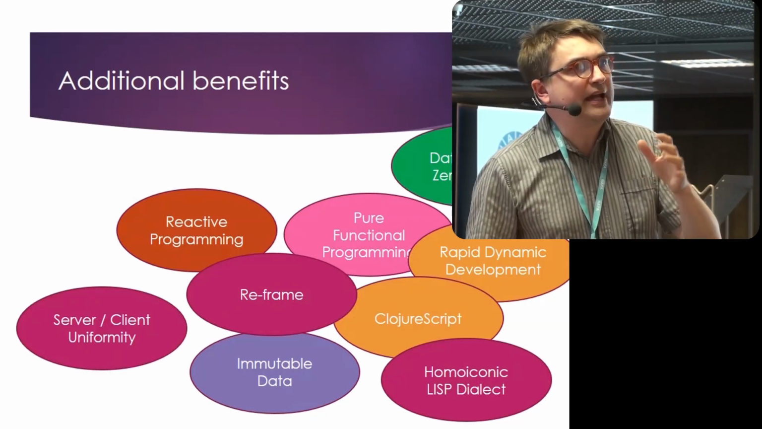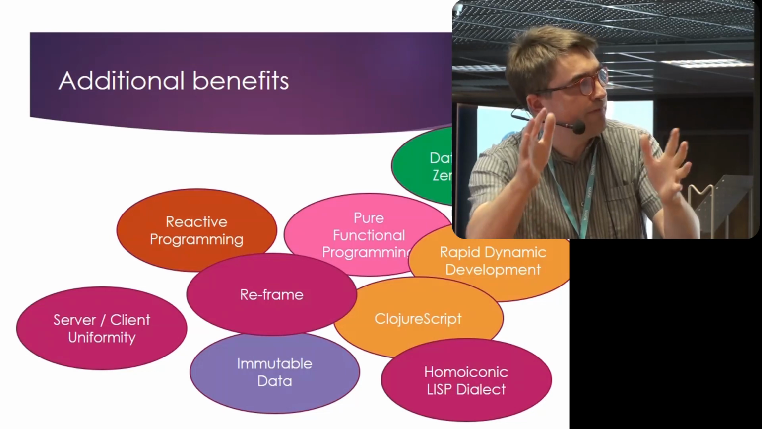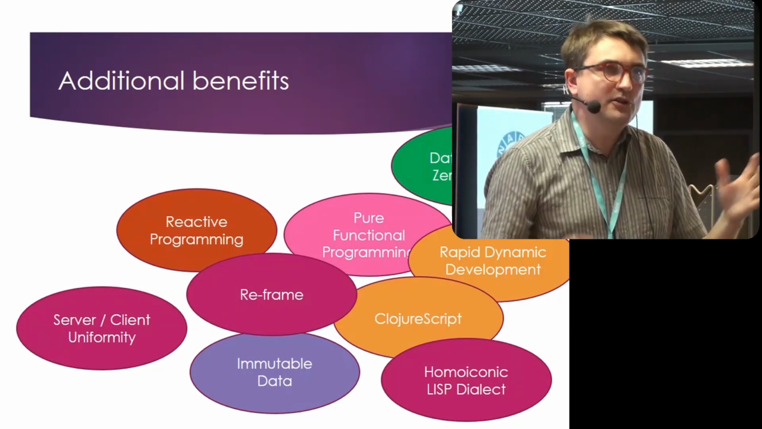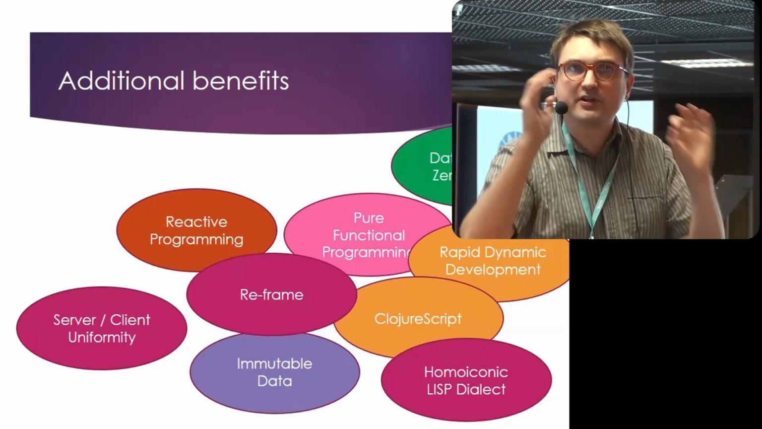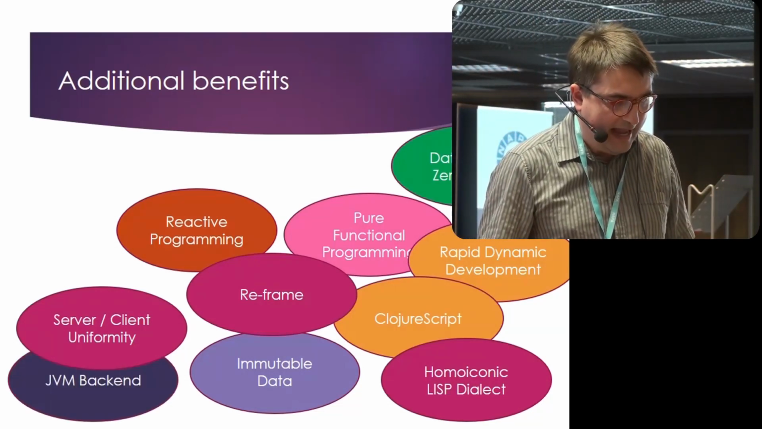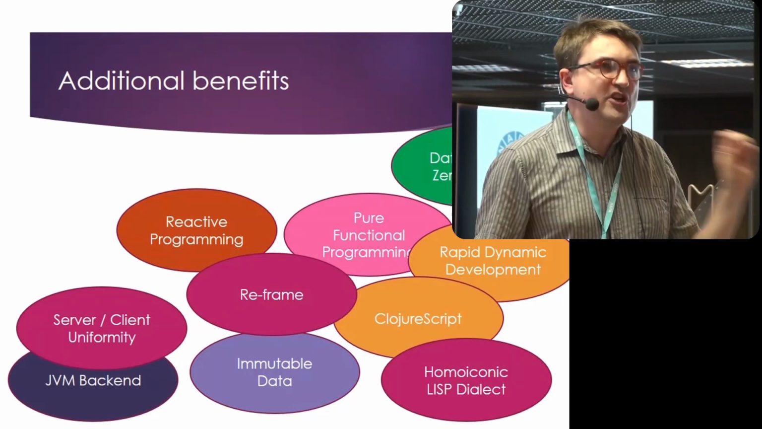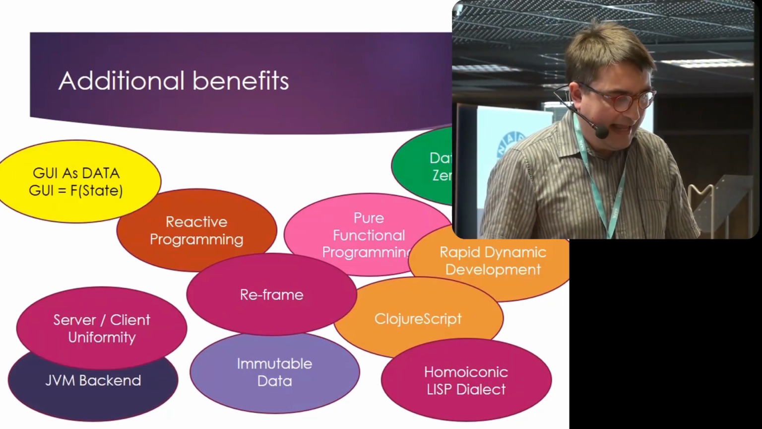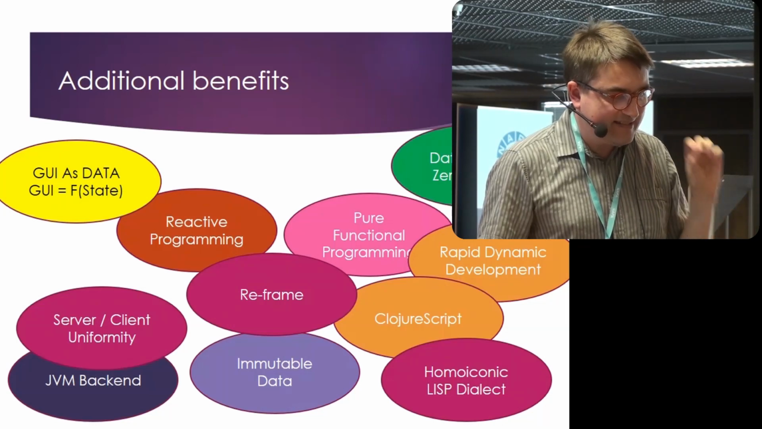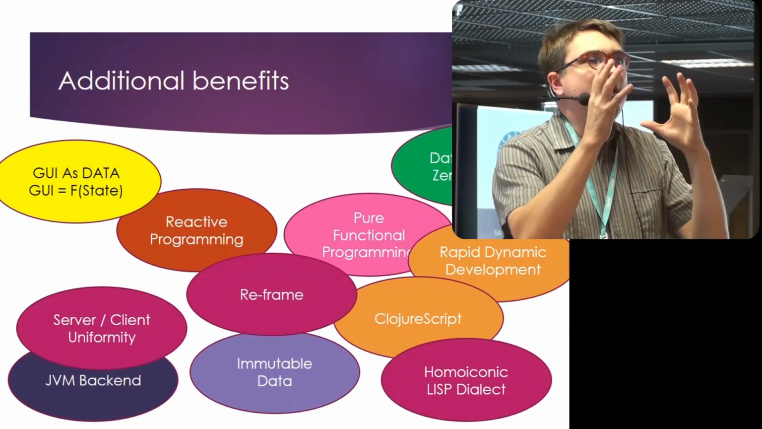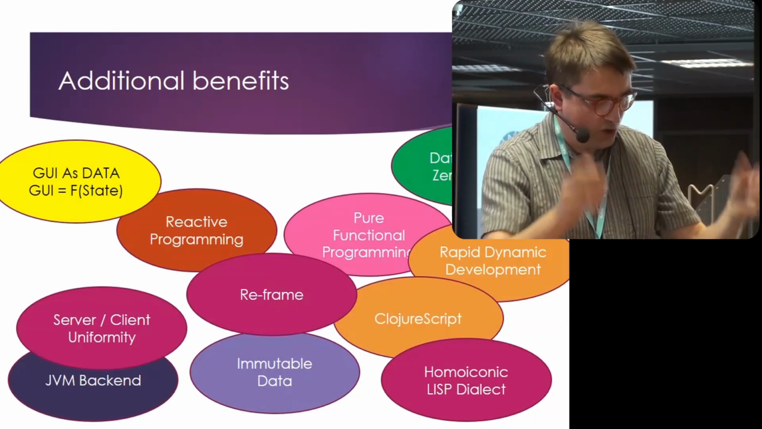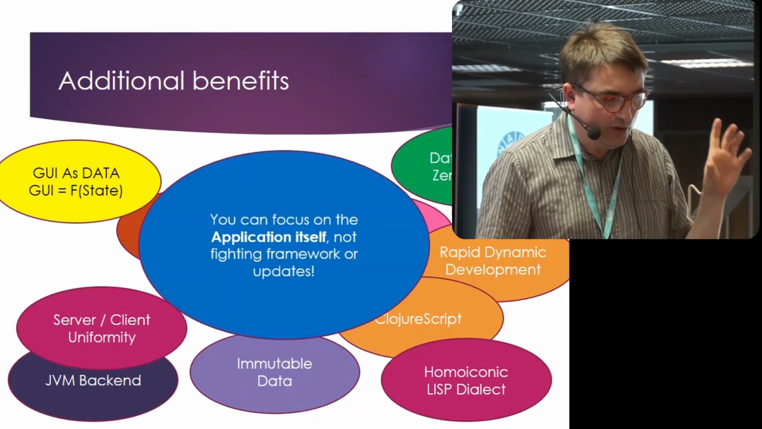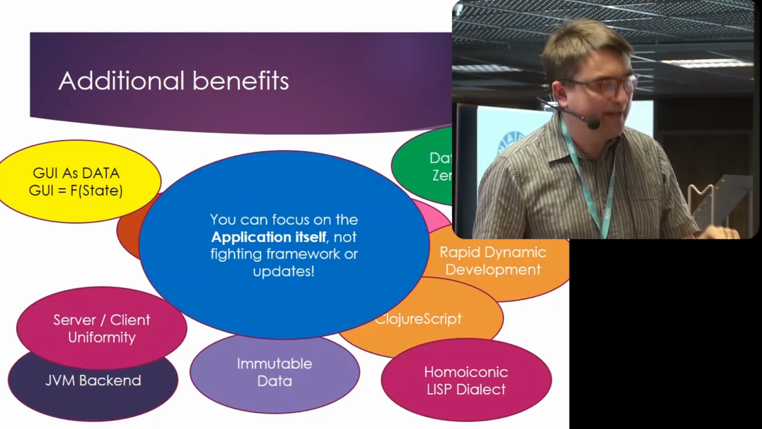With Clojure, you can use the language both in the browser as ClojureScript and on the server. And then you get the same language on both sides, which provides advantages. And because the back end is based on the JVM, you get all the libraries and goodies that come with that. And this implements the GUI-as-data paradigm, where the GUI is a function of the state. Very neat. And with this, in the end, you can focus on the application itself.